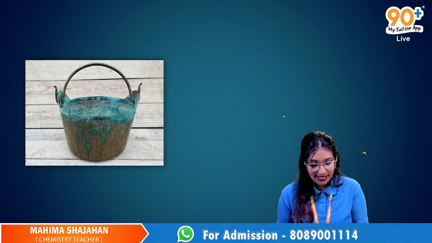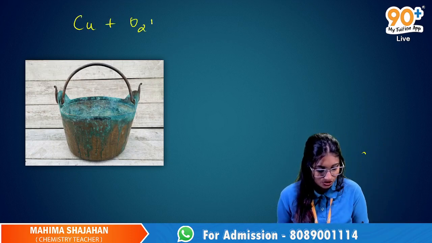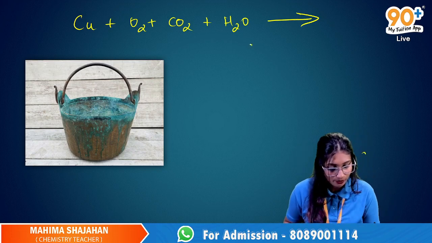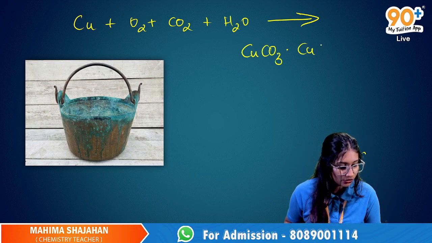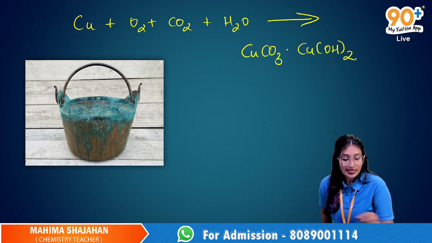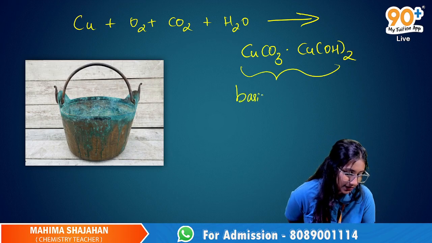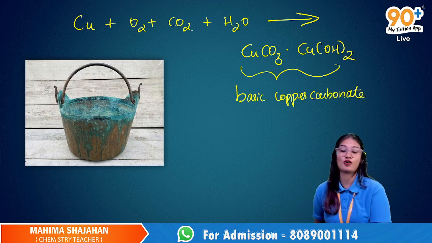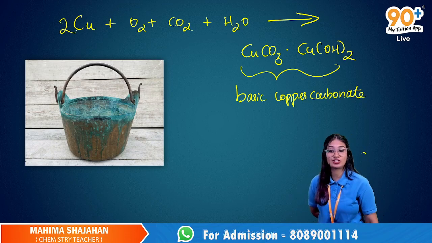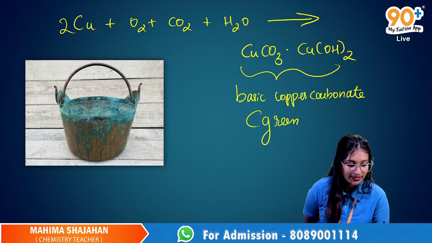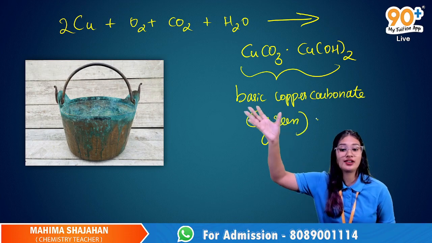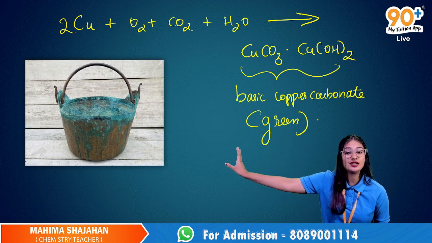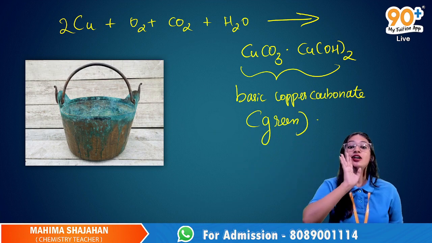So what happens here is that copper reacts with oxygen, carbon dioxide and moisture in the atmosphere, and it forms a compound like this: CuCO3.Cu(OH)2. This is called basic copper carbonate. Now, this has a green color. The color of this basic copper carbonate is green. When atmospheric moisture and gases react with copper, basic copper carbonate forms, giving the green appearance. So this is the corrosion of copper.